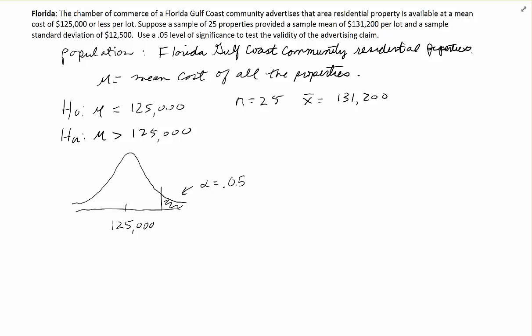Now, to find our rejection region, we need a T alpha value here, because we have a small sample and we are dealing with the sample standard deviation. So that guides us to a t distribution. The standard deviation is 12,500. So for T alpha, I'm going to have to go to the t distribution table to get that.